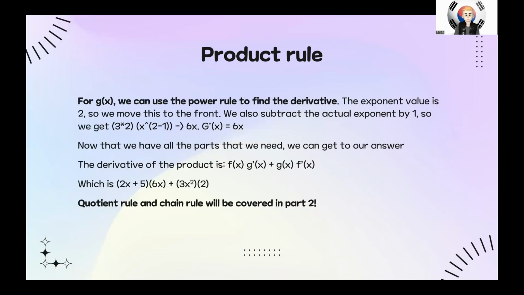And for g(x), we can use the power rule to find the derivative. The exponent value is 2, so we move this to the front, and we also subtract the exponent by 1. So we get 3 times 2x to the power of 2 minus 1, which is 6x, so g prime(x) is 6x. So the derivative of the product is f(x) g prime(x) plus g(x) f prime(x), which is (2x plus 5)(6x) plus 3x squared times 2. So if we just calculate it, it is 12x squared plus 30x, and 3x squared times 2 is plus 6x squared, so this is 18x squared plus 30x.